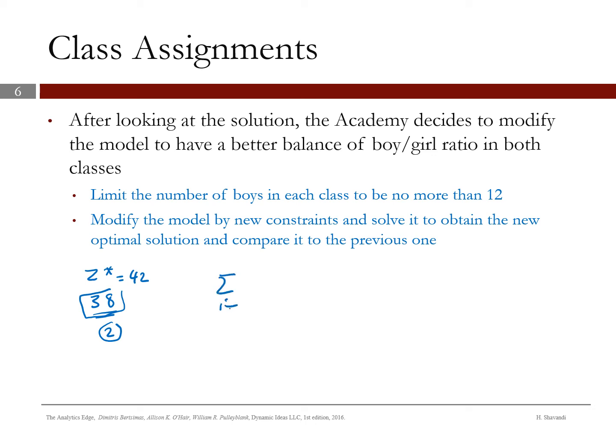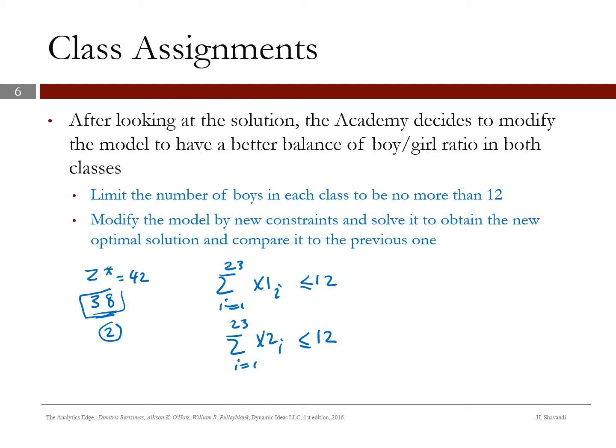So i going from 1 to 23, the sum of x1i should be less than or equal to 12. This is for class 1, and for class 2 again, the sum over 1 to 23 of x2i is less than or equal to 12. Okay, so by these two new constraints, we can have a new optimal solution, and the number of boys in each class wouldn't be more than 12.